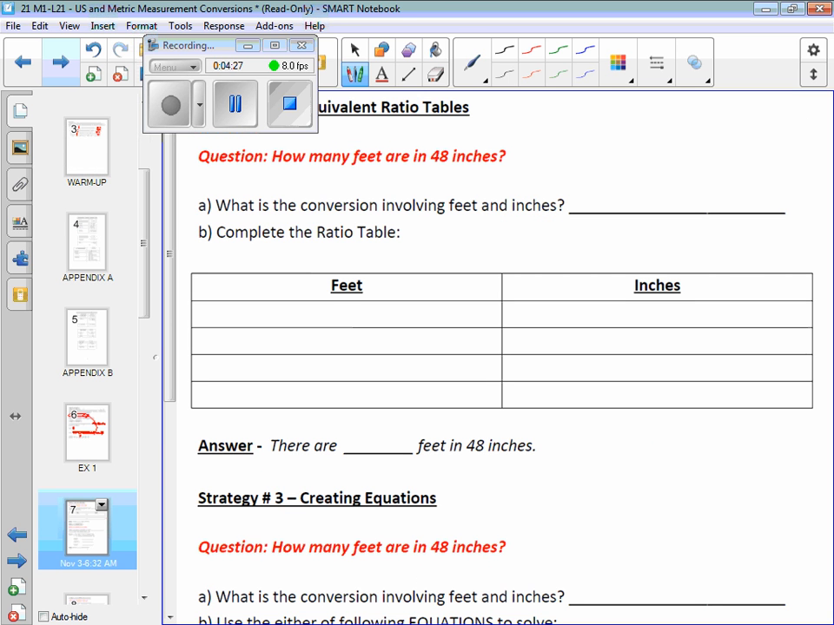Strategy 2. Equivalency ratio table. The ratio is still the same, 1 foot, 12 inches. That's like the value of your ratio table, so you could start with that. And then start to scale up. 2 and what? Jack? Charlie, 3 and what? 36. And finally, the one we need, 4 and 48. That's the one we need, 48 inches is 4 feet.